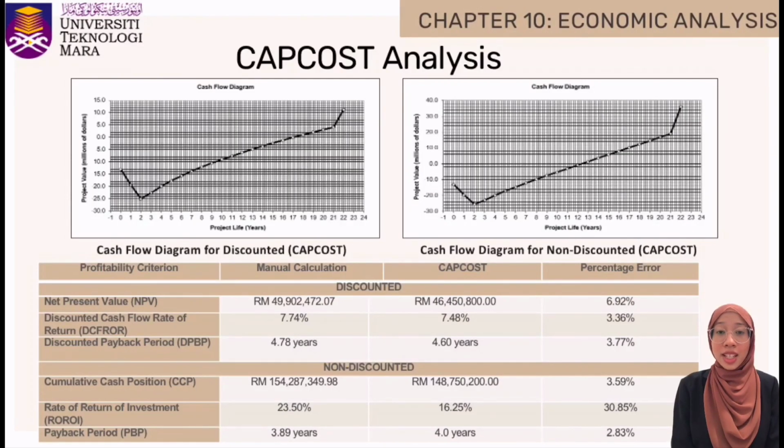Lastly, this chapter covers the cap cost analysis. In this section, we compare the discounted and non-discounted results from manual calculation with the cap cost Excel program in order to know the percentage error. As you can see from the table, the discounted and non-discounted results from manual calculation are similar to the results from the cap cost, and the overall percentage error does not exceed 50%. Therefore, it can be concluded that our percentage error for all the profitability criteria is considered low and acceptable.